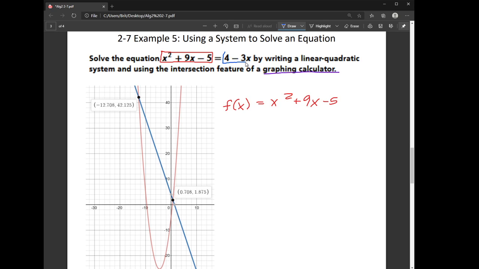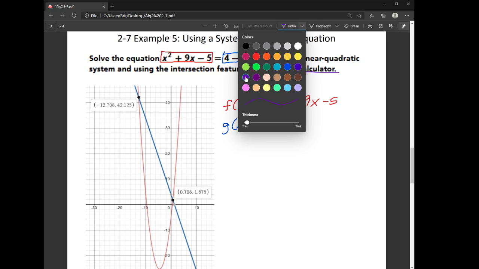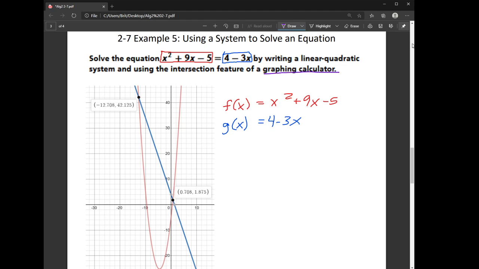And then I can take this second half of the equation and call it some other function. I'm going to call it g of x. And that has been graphed with this blue line. So with systems of equations, you can tell what the solutions are where they overlap. So right here, these overlap here and here, and these numbers are super ugly, aren't they? But they are my solutions.